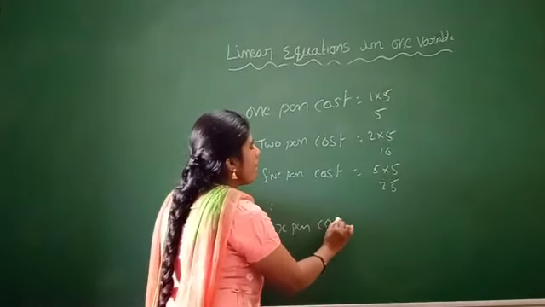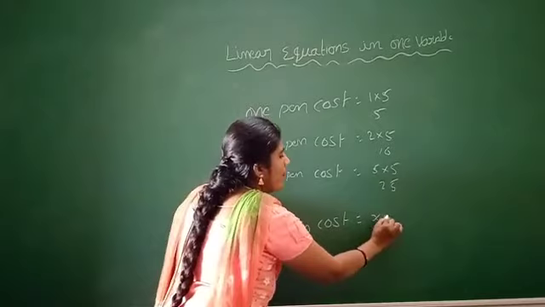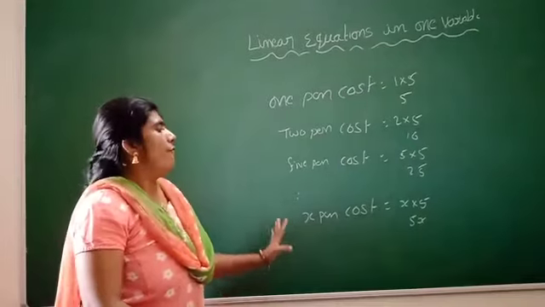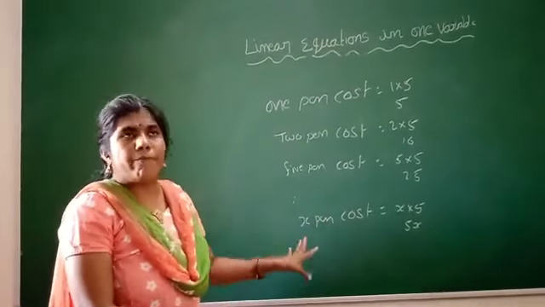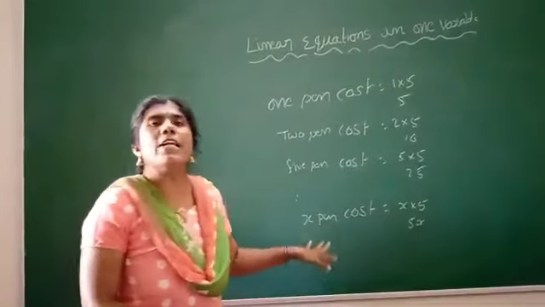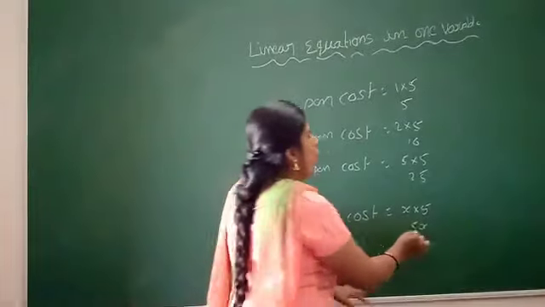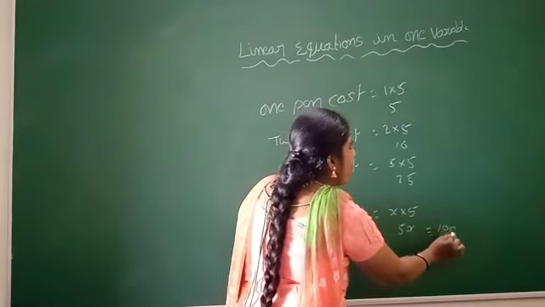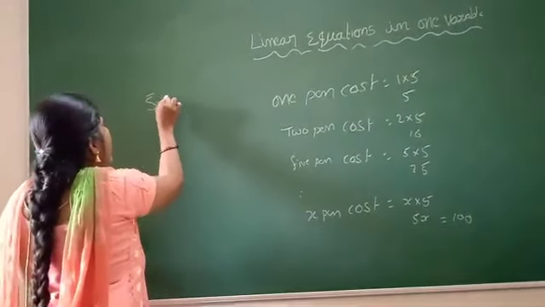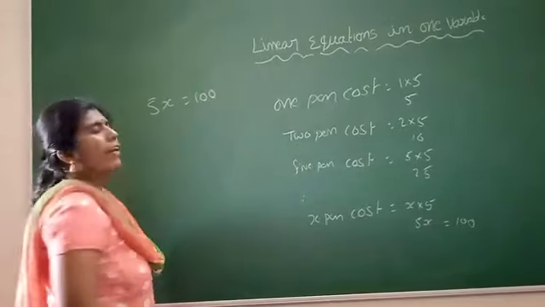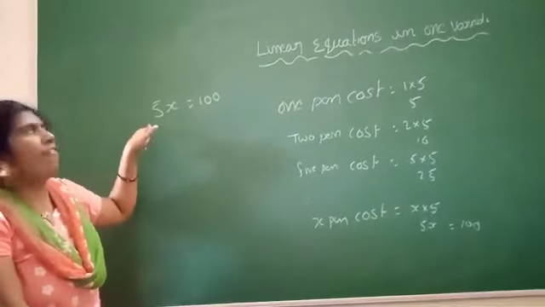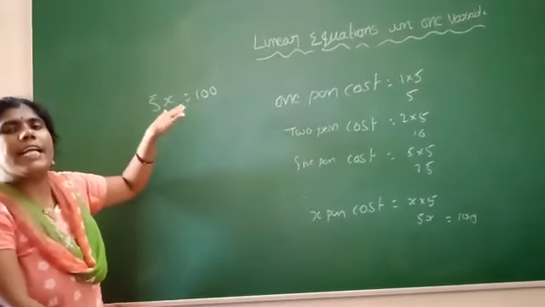x pens cost 5 into x, 5x. Okay, 5 into x, 5x. If the cost of x pens is 100 rupees, then 5 into x equal to 100 rupees, that is, 5x equal to 100. Okay, children, this is called an algebraic equation. Is it clear? 5x equal to 100 is the equation.